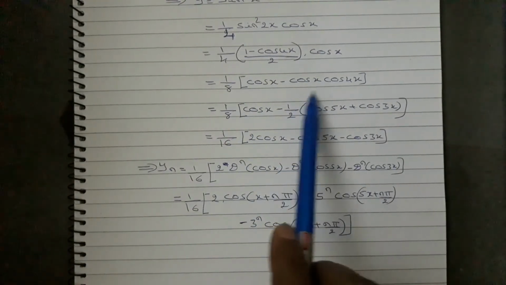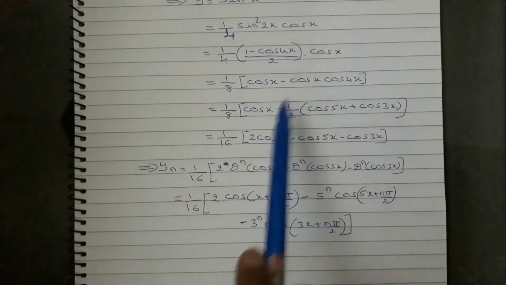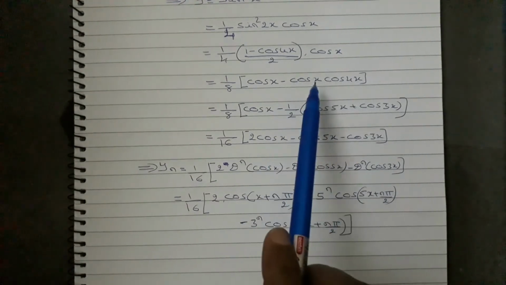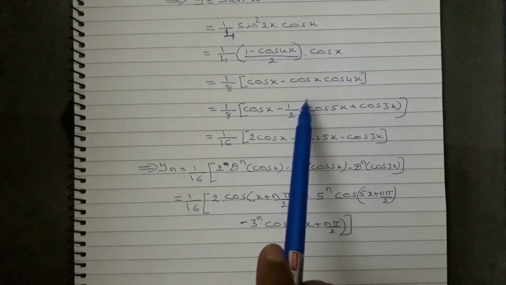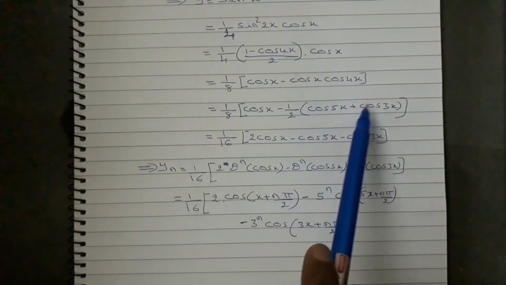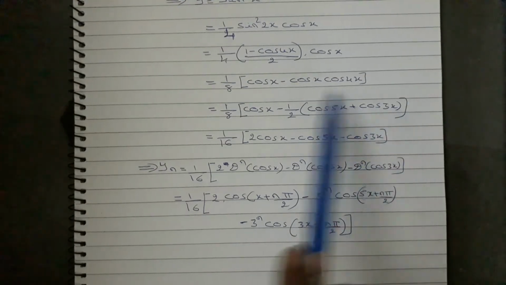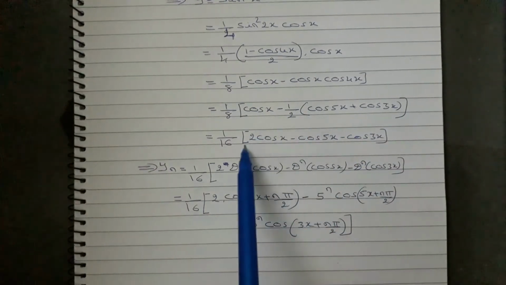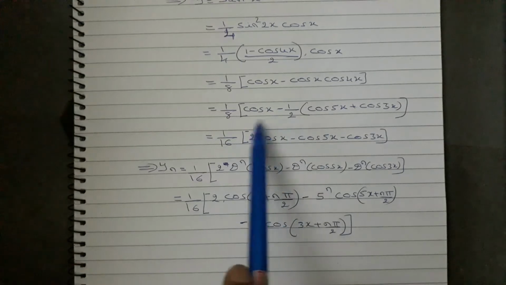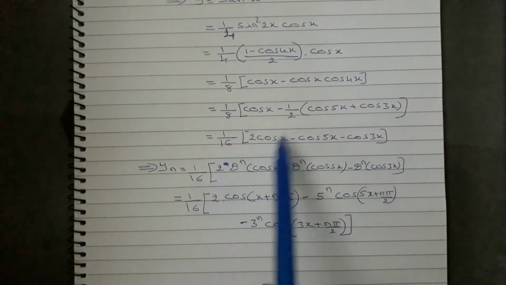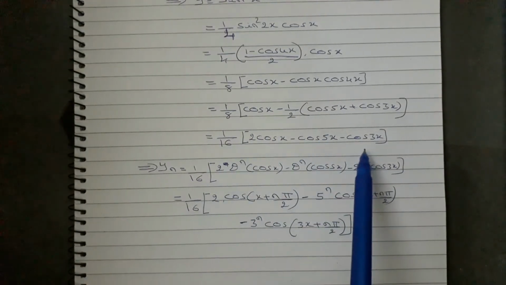So we don't have the formula for this also, that is cos x into cos 4x. This is cos a into cos b. Cos a into cos b is 1 by 2 into (cos of a plus b plus cos of a minus b). So cos of a plus b means cos 5x, plus cos 3x. Next we can simplify this one: it is 2 cos x, and take this to 16, minus cos 5x and cos 3x.